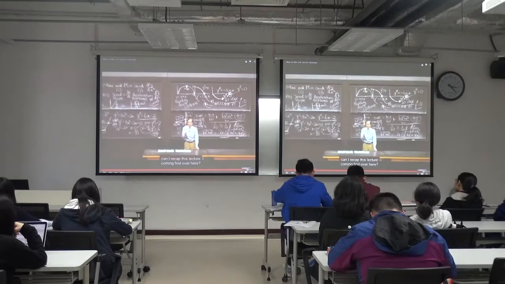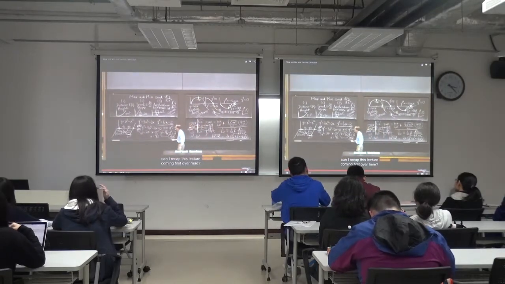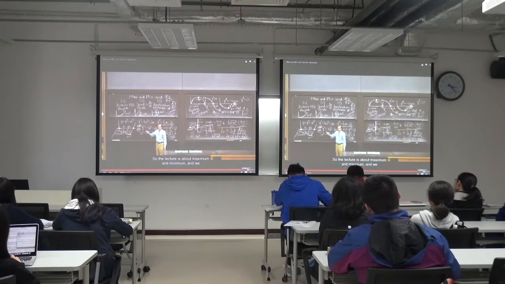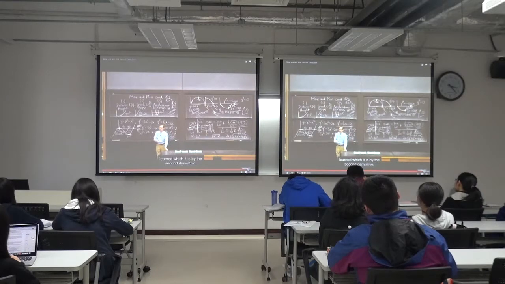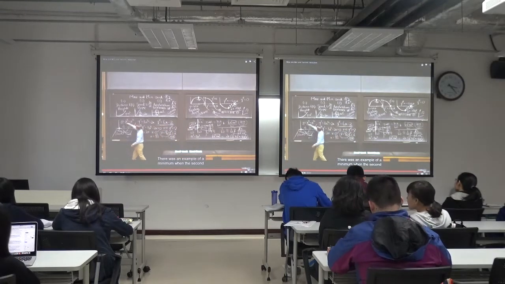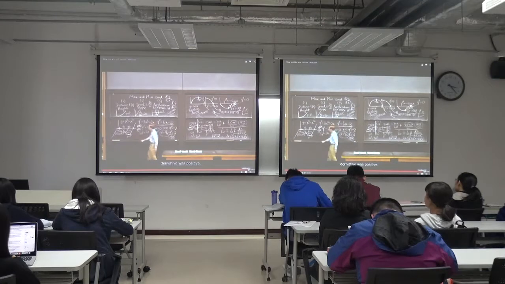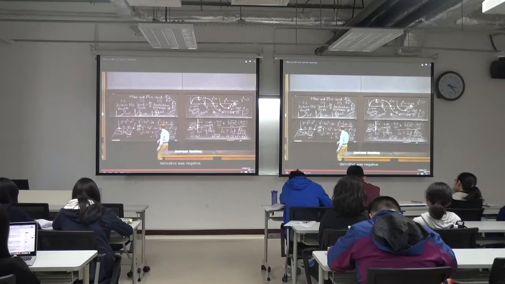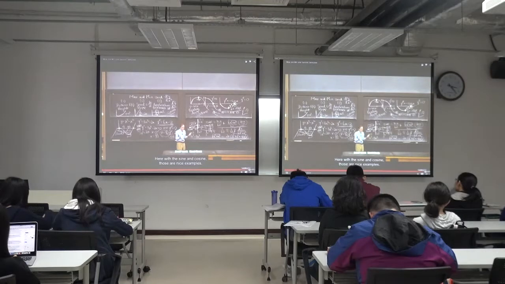Okay, can I recap this lecture? The lecture is about maximum and minimum, and we learn which it is by the second rule. So then we had examples. There was an example of a minimum when the second derivative was positive. Here was an example of a local maximum when the second derivative was negative. Here, with the sine and cosine, those are nice examples, and it takes some patience to go through them.